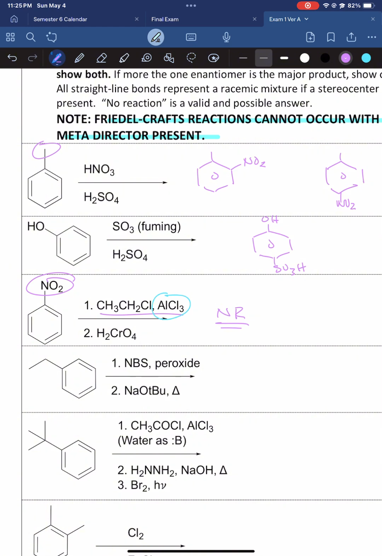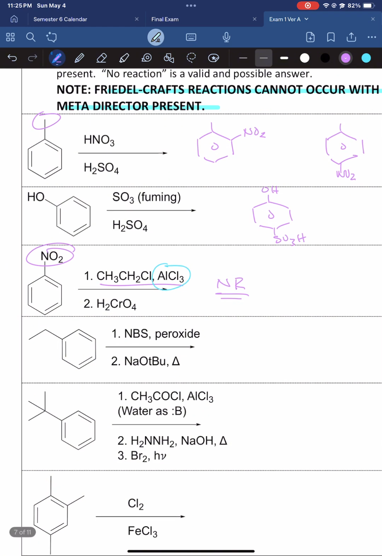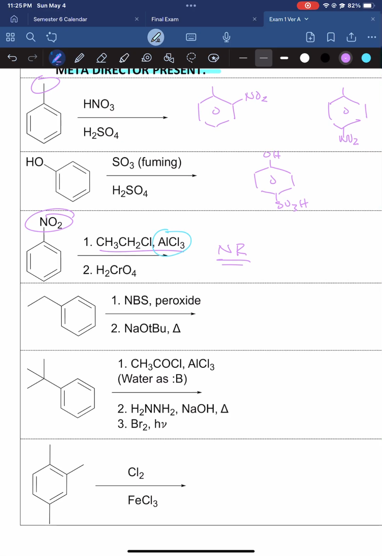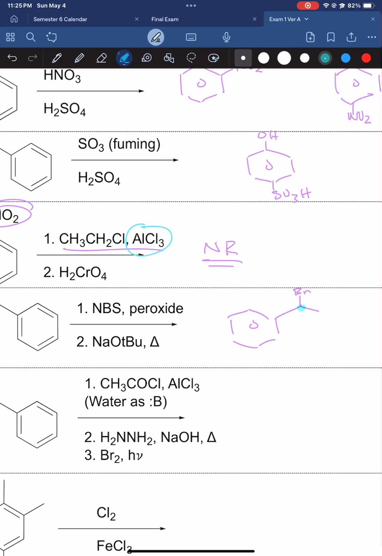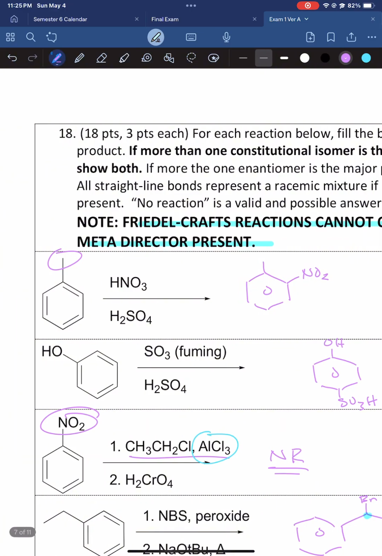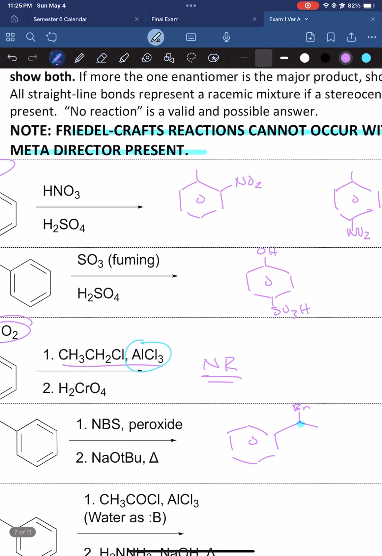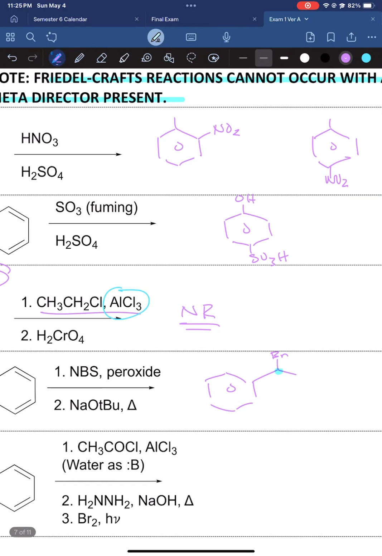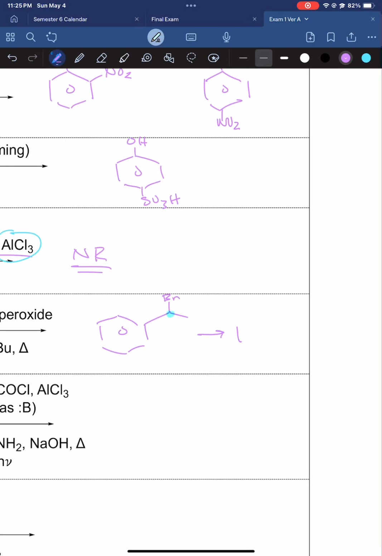So we already said that this next reaction is going to be no reaction, and now we have this NBS and peroxide reaction with this benzene type structure. Let's go ahead and draw this out. This is basically going to add a bromine at the first carbon coming off of the benzene. Whoa, what happened? Okay, the next step we have this NaOtBu, and then heat, and this is an elimination reaction, if you guys remember from Organic Chemistry 1.